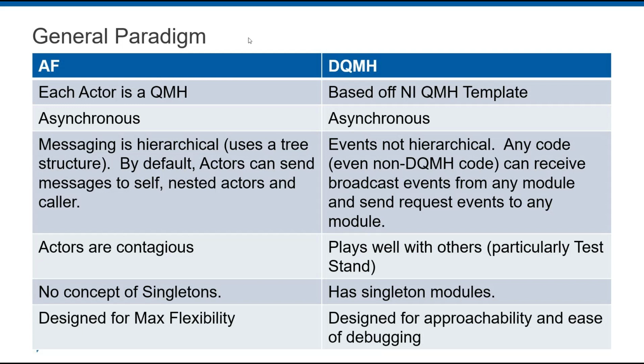All right, so general paradigm and how they work. In the Actor Framework, each actor is a queued message handler. All the messages are asynchronous. The messaging is kind of hierarchical. I showed you that tree structure, which has some advantages because it's easy to trace stuff. It has some disadvantages in that if you want to pass data from one leaf on one side of the tree to one leaf on another side of the tree, you've got to create a bunch of messages to pass it around. So it can be a problem.